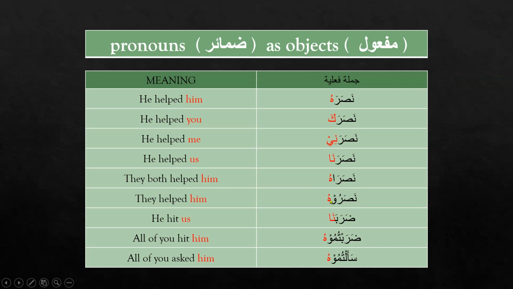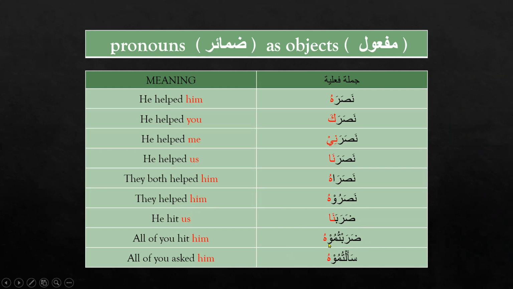Again, these are two words. Nasaru, who? They helped him. This waw is telling us that this is the plural form, more than two. Daraba is the huwa version. Huwa daraba. Now it is attached, like he hit us, because na is the attached form of nahnu. Darabana, he hit us.